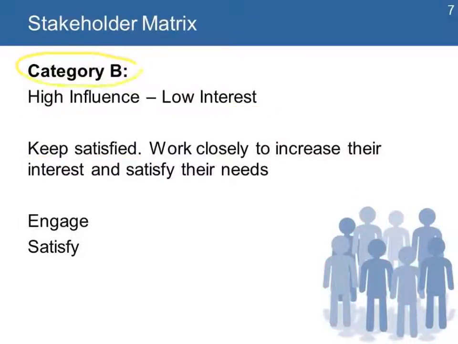The second group, or category B, is the group with high influence but low interest. The strategy for that group is to keep them satisfied, meaning that you work closely to increase their interest and satisfy their needs. They might have low interest because they have other priorities, or they don't have enough information about the project, or they have the wrong information about the project. So you need to engage them and satisfy whatever needs they have in terms of helping them understand the project, so that you improve their commitment and the level of interest they have.